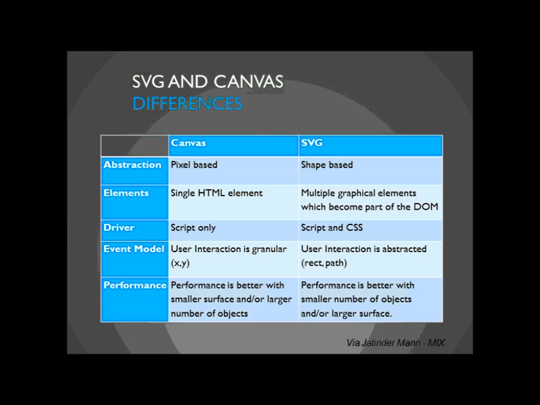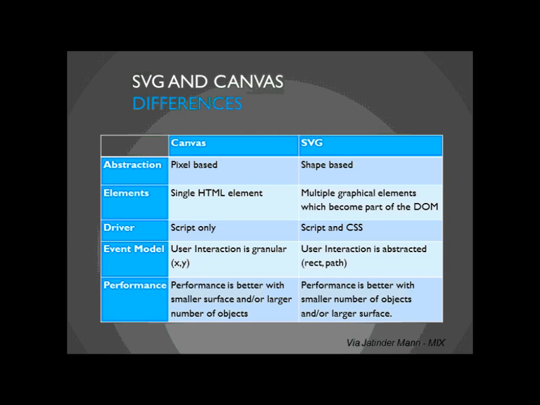SVG is shape-based, because it's scalable, so you can see your graphics on different resolutions, which helps when we're rendering on different devices with different screen sizes. Whereas Canvas is pixel-based. As you've seen with Tara's examples, you denote the width and the height of the canvas and then draw to that area on that context. The canvas is a single HTML element. When Tara showed you the source of her different demos, you just see the canvas tags defined.